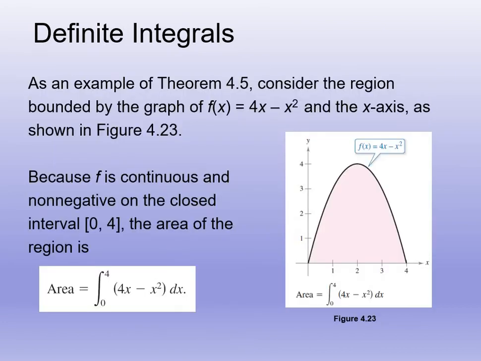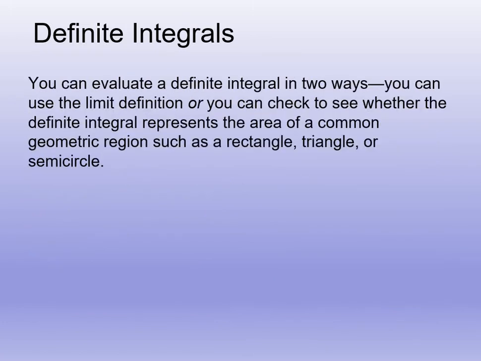Alright, so if we have an example of theorem 4.5, I can take this graph of the function f of x equals 4x minus x squared and bound it by the x-axis, as depicted here. My lower limit of integration is 0 and my upper limit is x equals 4, so I can integrate from 0 to 4 of 4x minus x squared dx. That's our definite integral for this function.